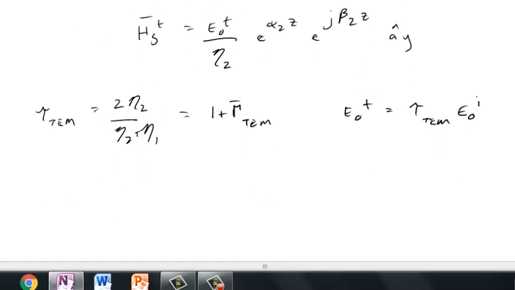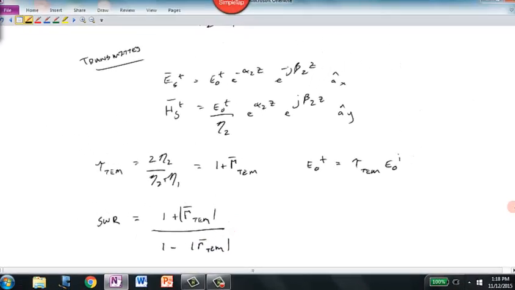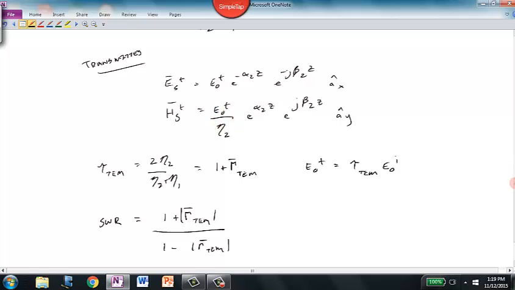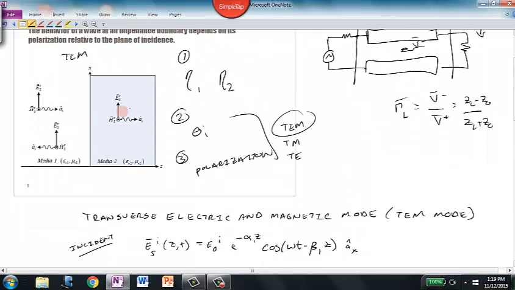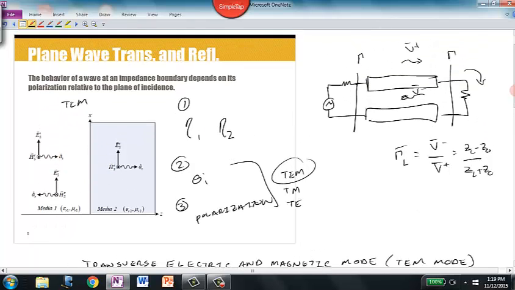Just like for a transmission line, we can have a standing wave ratio, and the SWR for the TEM mode is just equal to 1 plus the magnitude of the reflection coefficient for the TEM mode divided by 1 minus the magnitude of the reflection coefficient for the TEM mode. So a lot of new symbology in this, but the behavior of the TEM polarization mode is almost identical to what we calculated for the T line, and that is because voltage and current in a transmission line propagate in the TEM mode. This is a specific application of TEM propagation.